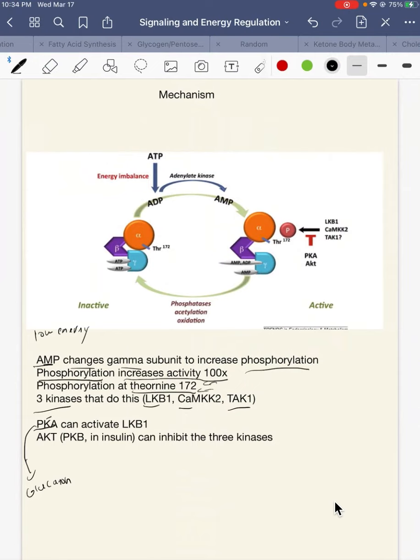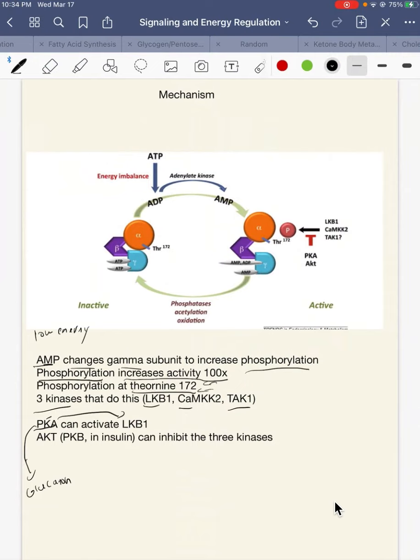PKA, so this is the glucagon pathway, can activate LKB1, so it can help activate AMPK. I know I said cyclic AMP and AMP levels are not related, but because cyclic AMP activates PKA and then PKA can activate AMPK, without AMP this won't happen. Cyclic AMP levels don't depend on AMP. They're kind of related somehow, but the concentrations of cyclic AMP and AMP are not related at all. So if you have high cyclic AMP, that doesn't mean you have high AMP or vice versa.